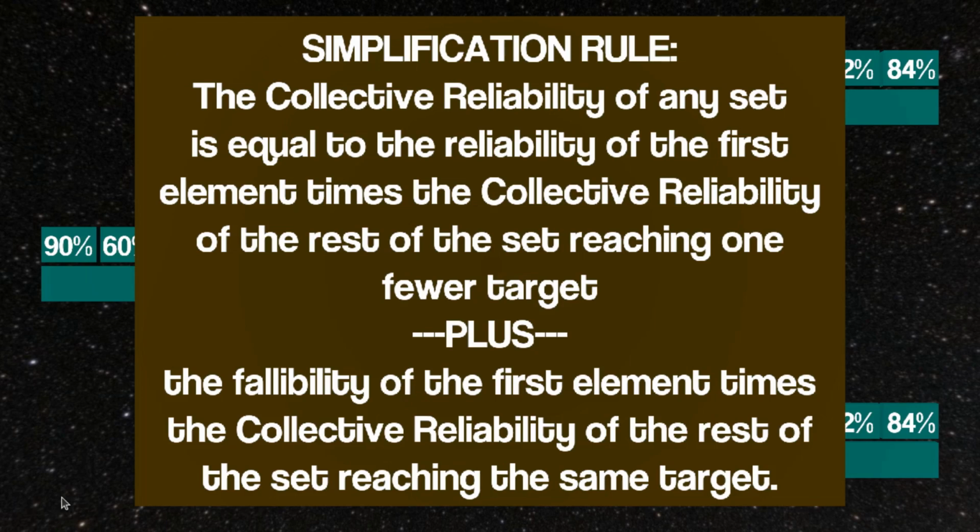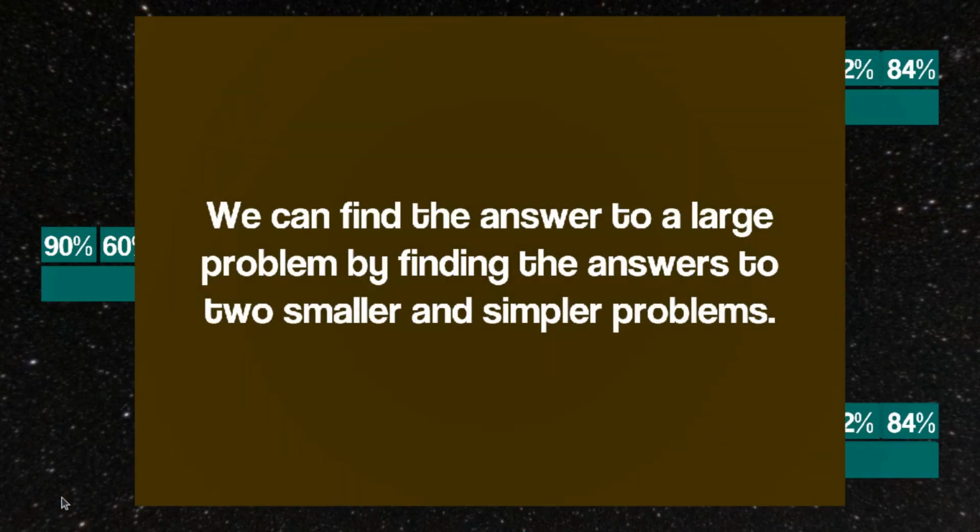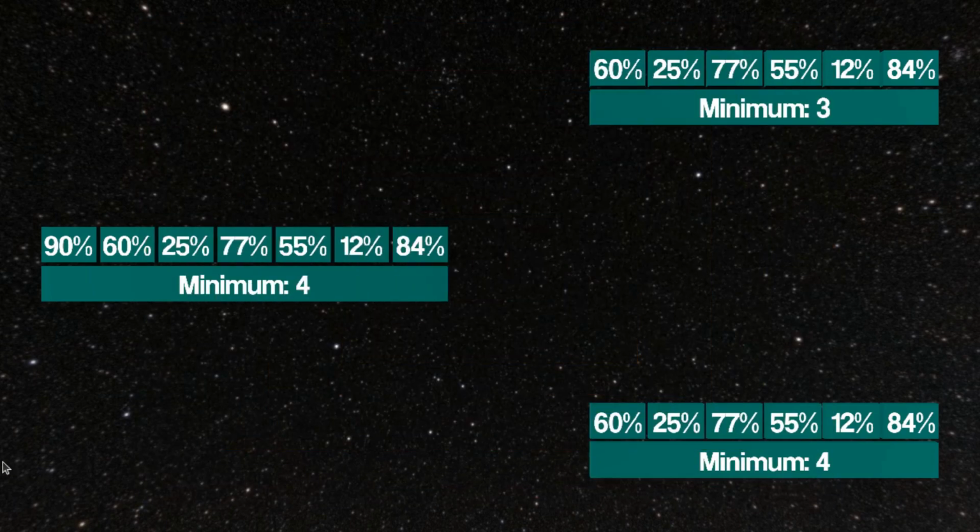And yeah, I get it. I know that is a huge mouthful of words to label with the word simplification. I can see the irony here, but I'm not expecting you to remember all of these details. For right now, I just want you to remember this one detail. We can find the answer to a large problem by finding the answers to 2 smaller and simpler problems. So I can find the answer to this problem if I can find the answer to these 2 problems.